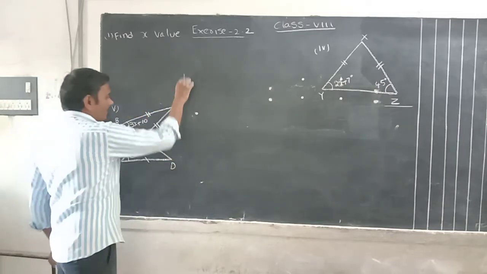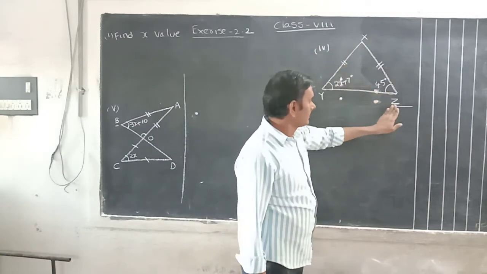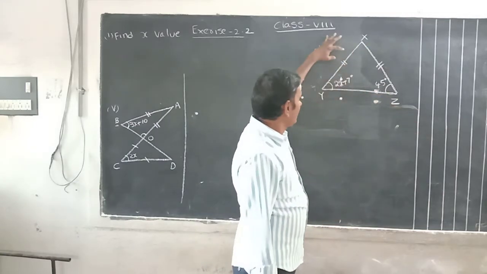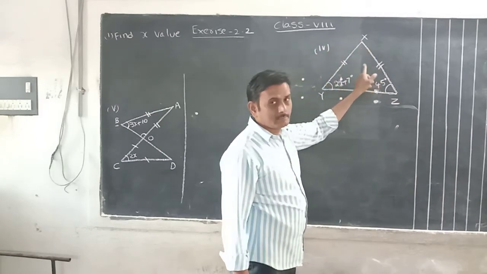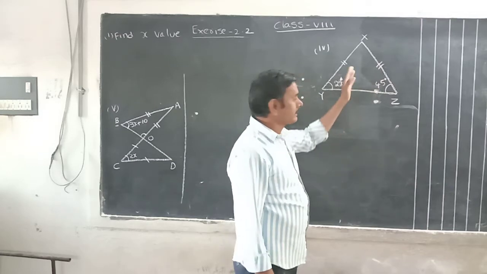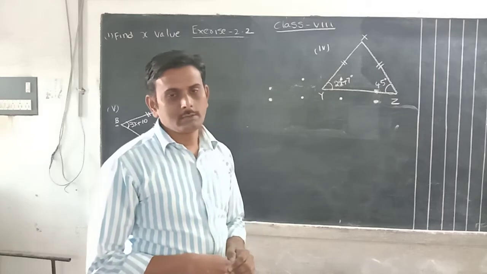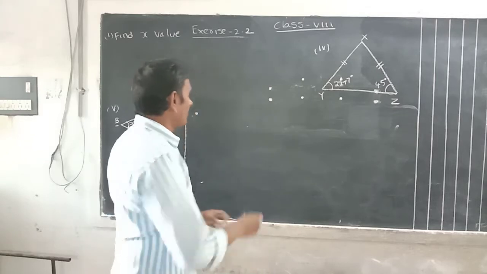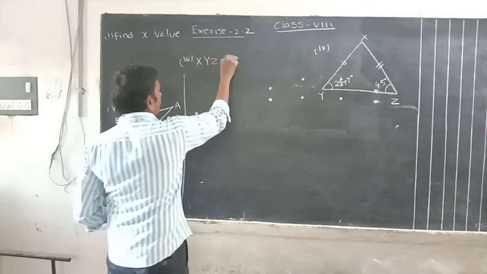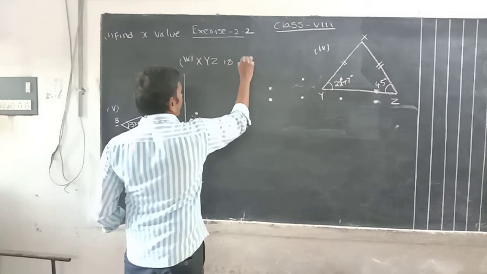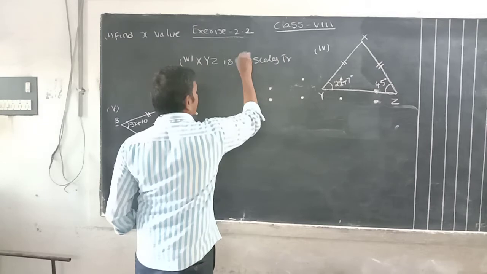Fourth one. What is the fourth one? If you observe here, XYZ is a triangle. In this, XY and XZ both have a symbol here. What does this symbol denote? Those sides have equal length. Whenever two sides are equal in a triangle, that is called an isosceles triangle. That means we can write XYZ is an isosceles triangle.